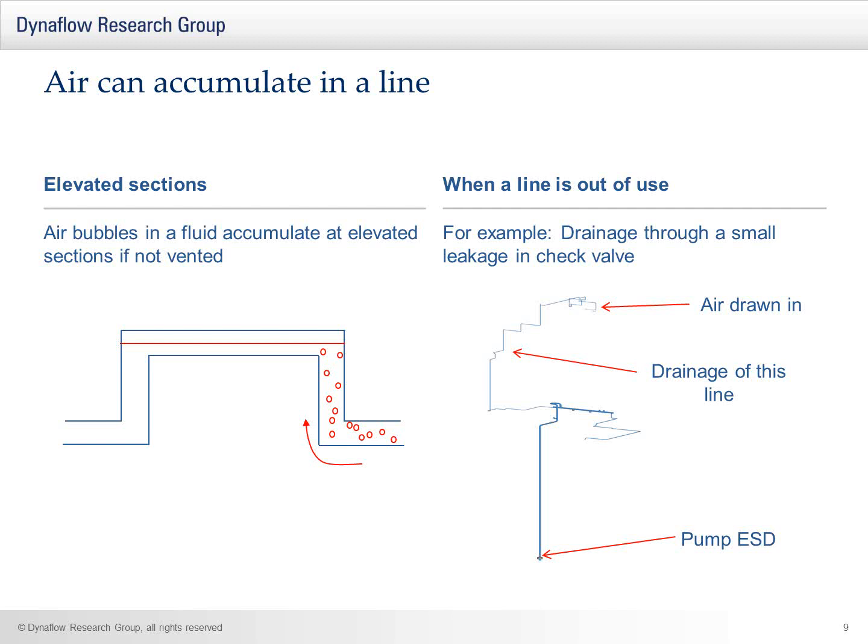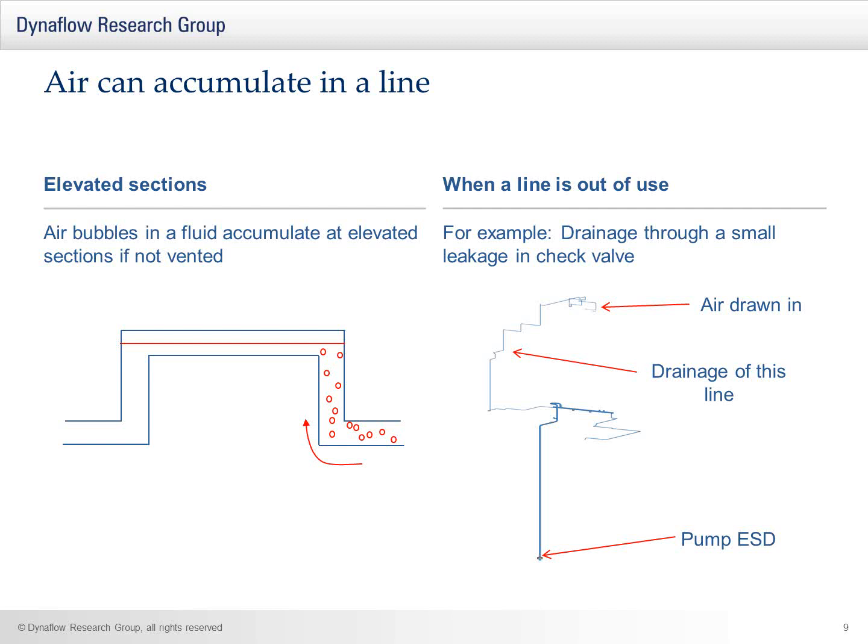For example, here we're showing you a picture of a bridge over a road with a process line. And if this section is not vented, then the air bubbles will accumulate with time in this elevated section and can, in a severe case, fill the entire line. When a line is out of use, there's a possibility that there's a small leakage. For example, in this case, there's a leakage of a check valve. Then air can be drawn into a system.